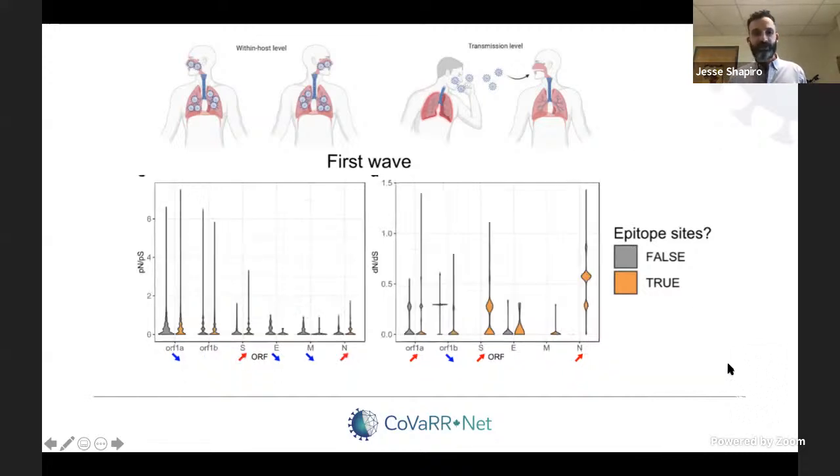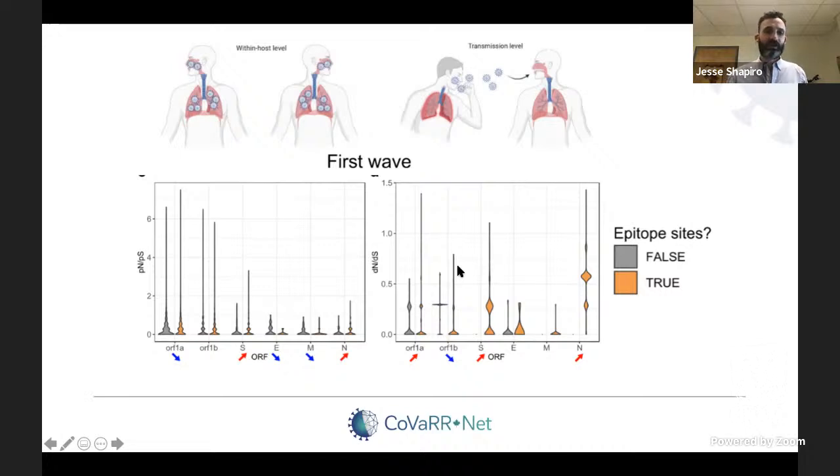Same analysis, but here we're looking at the ratio of non-synonymous to synonymous mutations, so another measure of selective constraint. So both within, so polymorphic, non-synonymous and synonymous mutations within patients and then between patients.